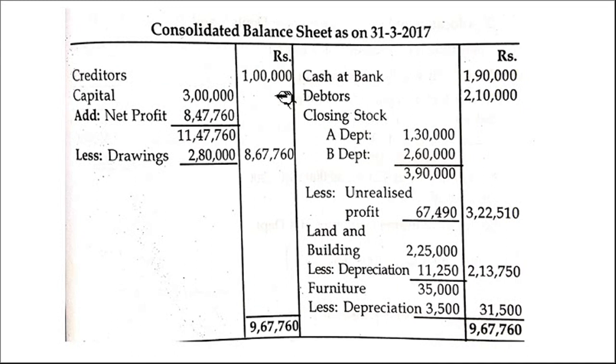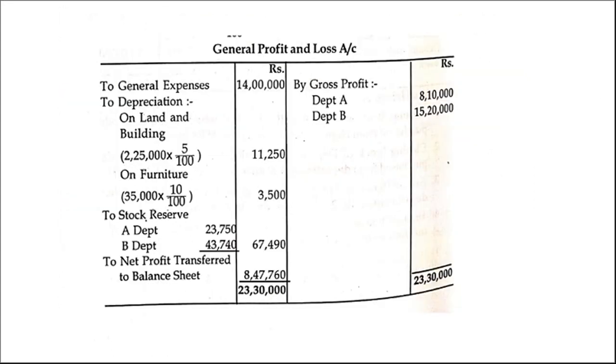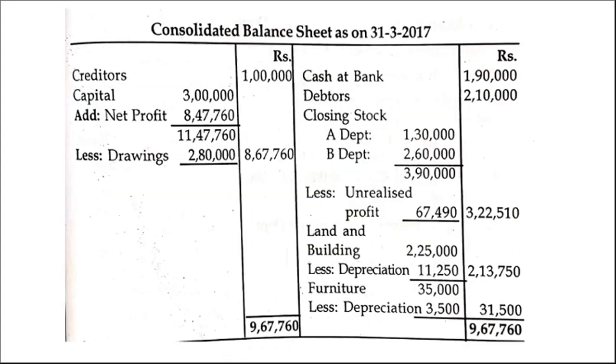Let us prepare the balance sheet. So creditors 1 lakh given in the problem. Capital 3 lakh. Add net profit. Less drawings. So we got this. Here cash at bank, debtors, closing stock. The whole closing stock we have to write in total, A department and B department. Okay. 3,90,000 less unrealized profit. So unrealized profit we calculated, no, 67,490, both the departments. That we have to deduct. So what will happen when we deduct this?